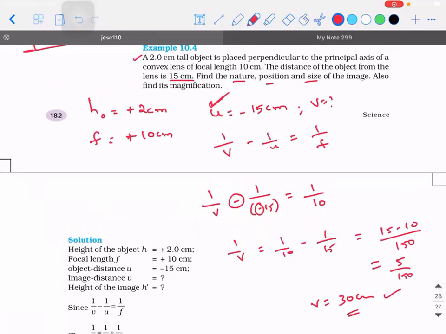So with respect to a lens, U and V have opposite signs. Then what is the nature? Is it real or virtual? Real, sir. Real. It's a real image and it is by default inverted. Okay, next I have a question.